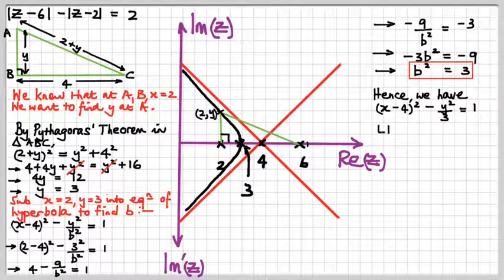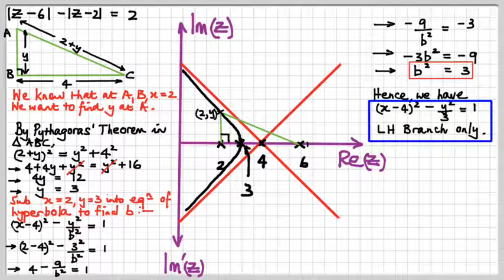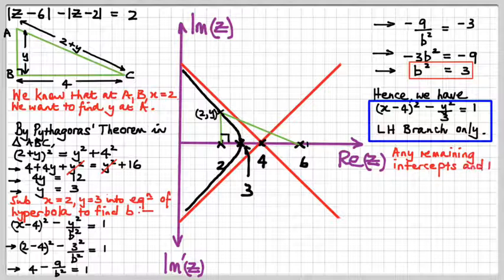Yes, there it is, and it's the left-hand branch only, as we discovered. You'll probably need to put in there something like "left-hand branch only", that'll do. Now, if there's any remaining fiddling around, like we did before to get intercepts and asymptotes and all the rest of it, you can do that once you've got your equation. It's just a piece of cake.